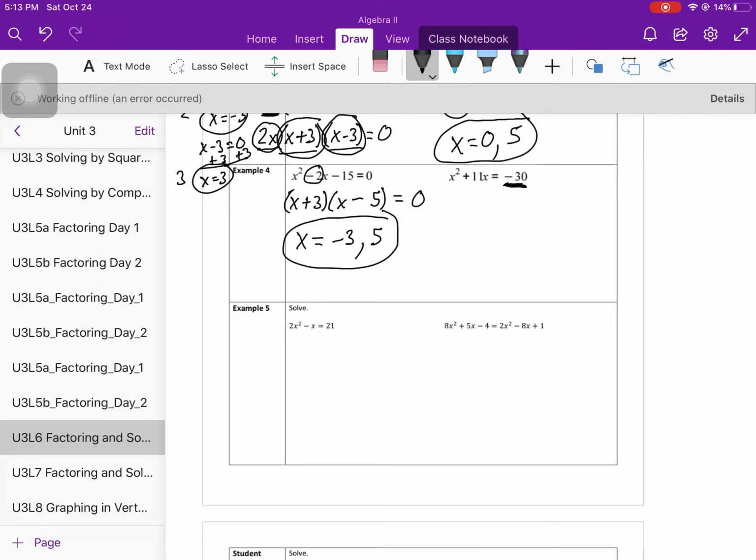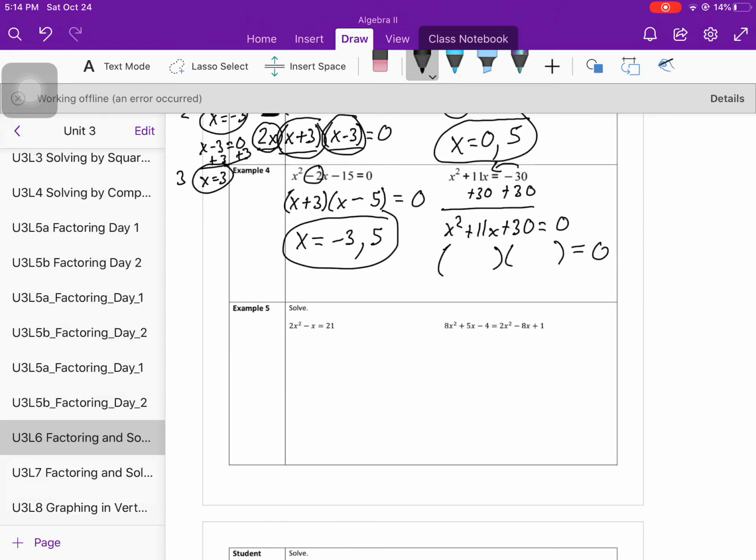Okay, this one over here, notice right away that you have a negative 30 on the right side. We want that right side equal to 0. Unless we're solving by a different means, but if we're factoring, we want it equal to 0. So we're going to move that to the other side by adding 30. So we get x squared plus 11x plus 30 equals 0.